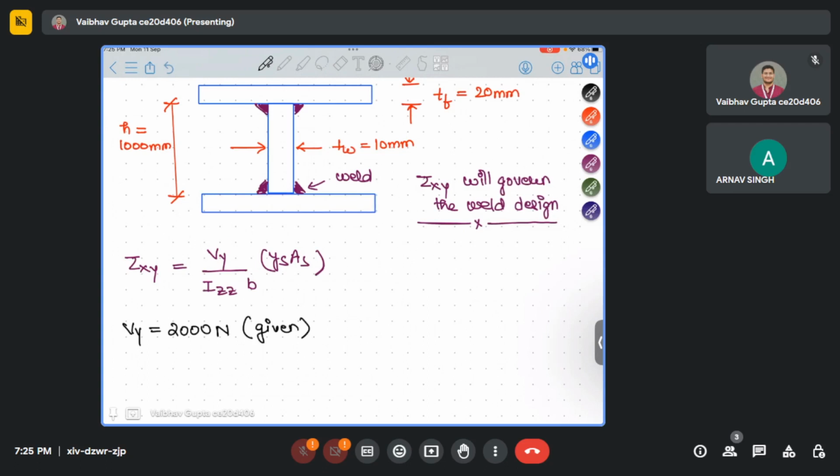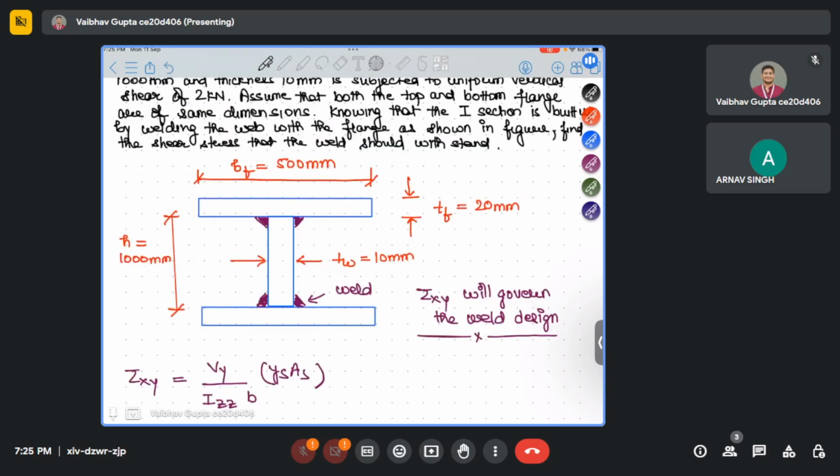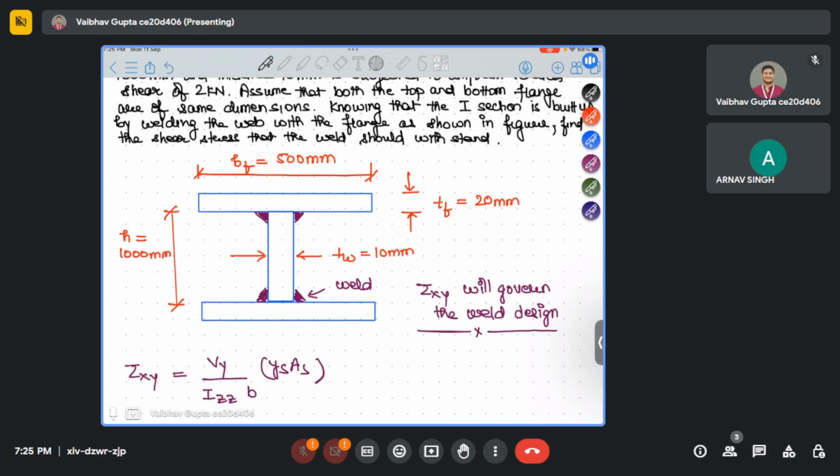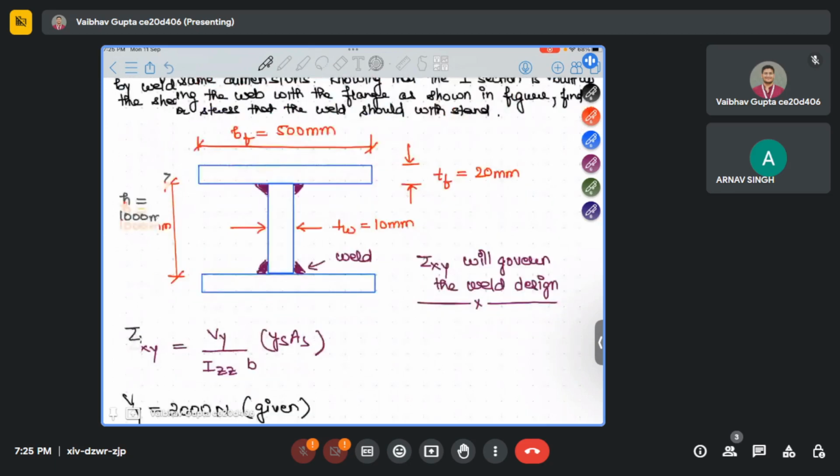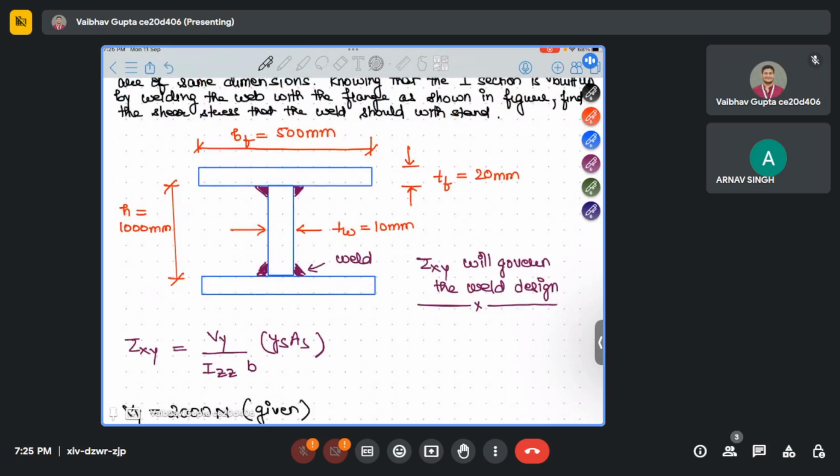Okay. Vertical shear. We have to find whether the given weld will withstand the load or not. Where is the weld present? The weld is present here, between the flange and the web. The weld is provided to lock the web and flange area.